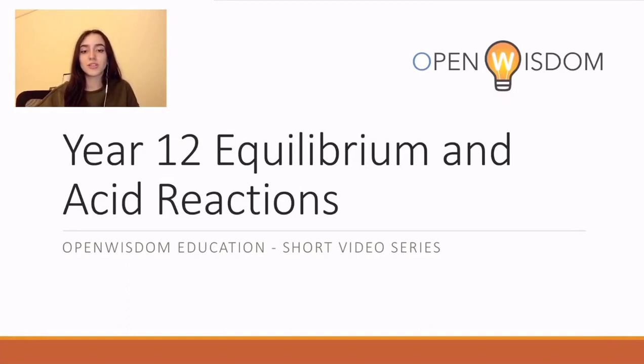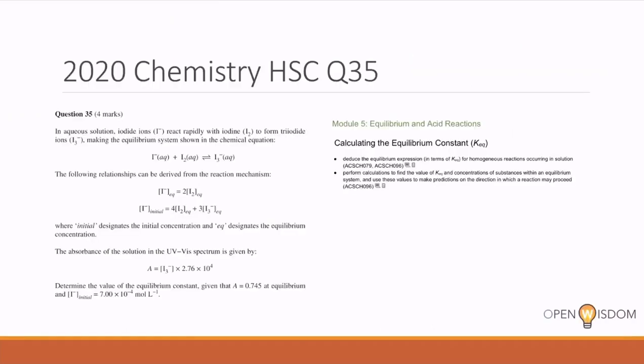In this short video series, we'll look at different questions from the 2020 HSC papers, and in this video in particular, we will look at question 35 from the Chemistry HSC Exam. This question is from Module 5, Equilibrium and Acid Reactions. If you want to have a go at the question on your own, feel free to pause the video and then you can check your answers at the end.